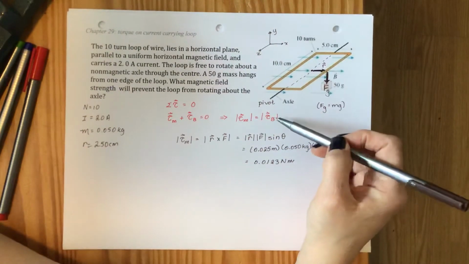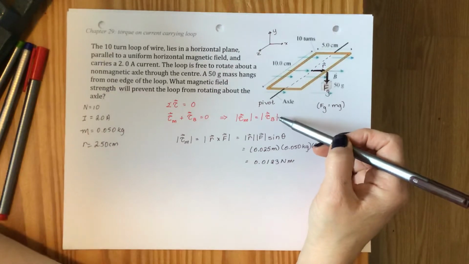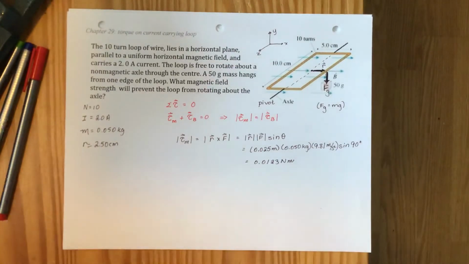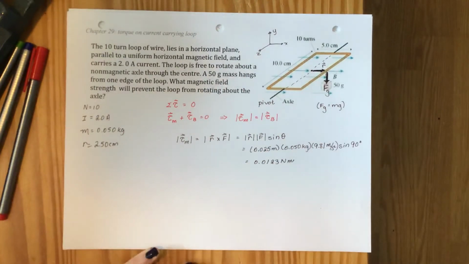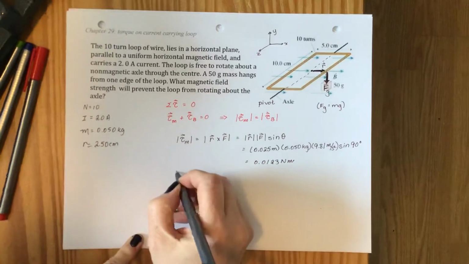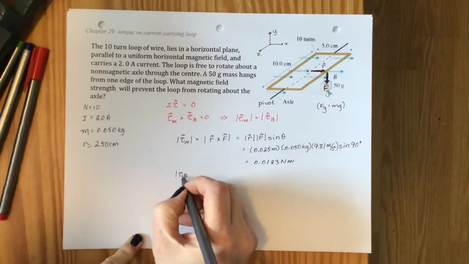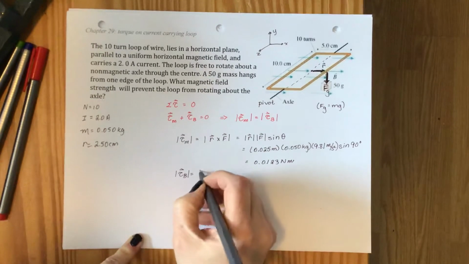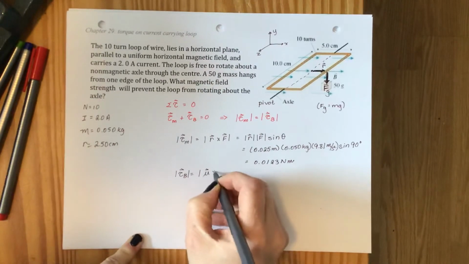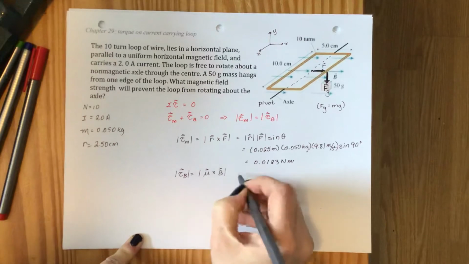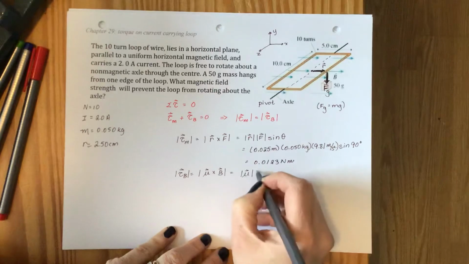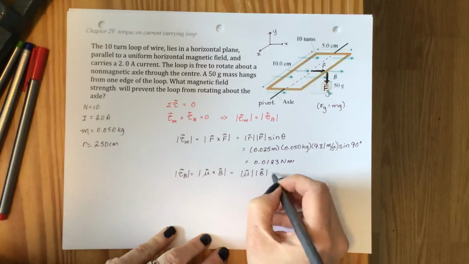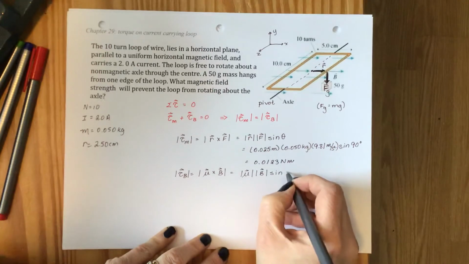Now what we know is that the size of the torque due to the magnetic field is also going to have that magnitude so that they can cancel. So let's write down what the torque due to the magnetic field is. Torque due to the magnetic field is mu cross B. So the magnitude of the torque is the magnitude of mu cross B, the magnitude of mu times the magnitude of B times the sine of the angle between them.